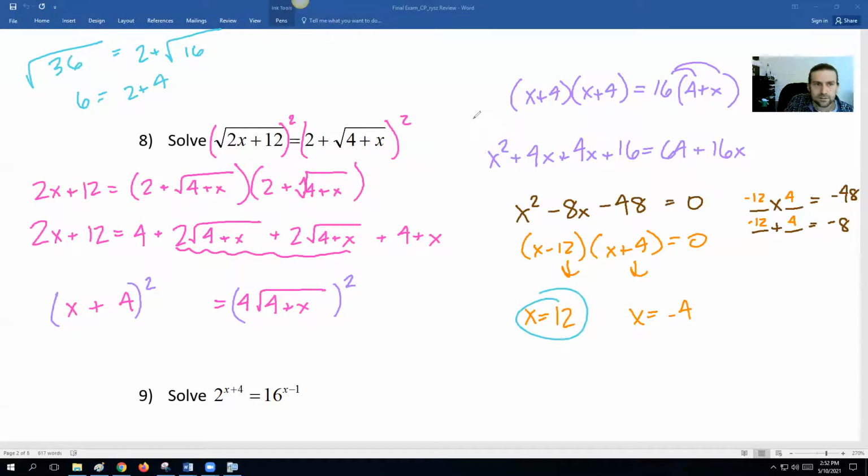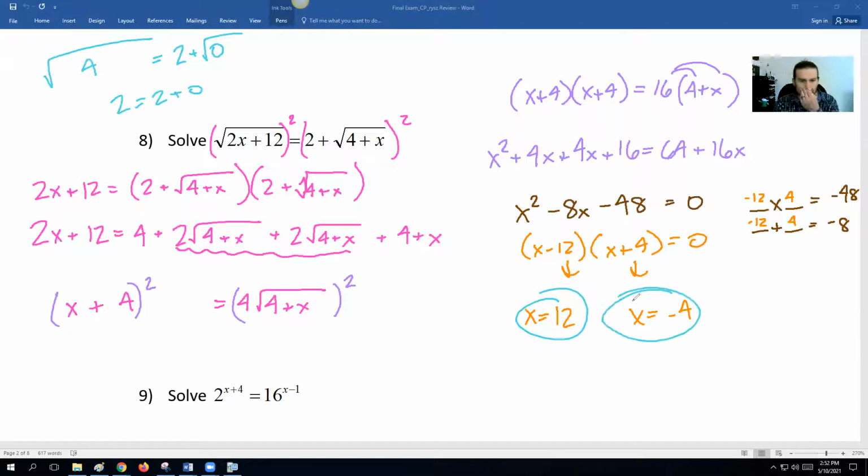All right, next, let's plug in negative 4. So if we plug in negative 4, this would be negative 8 plus 12. That would be just 4. Is the square root of 4 equal to 2 plus the square root of 4 plus negative 4, which would be 0? Does 2 equal 2 plus 0? Yes, it does. So both solutions work. We have two answers.